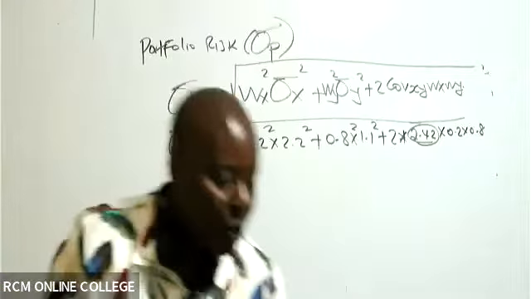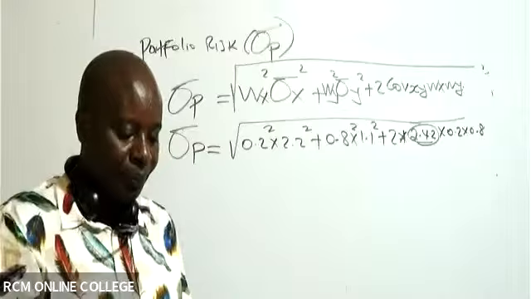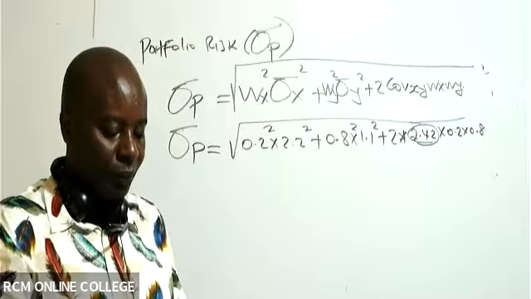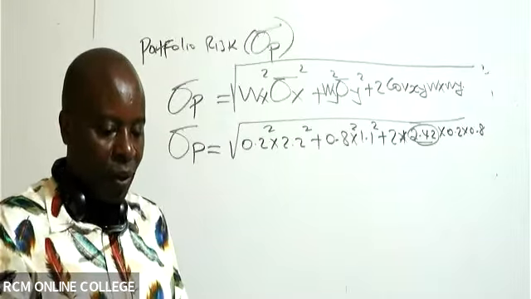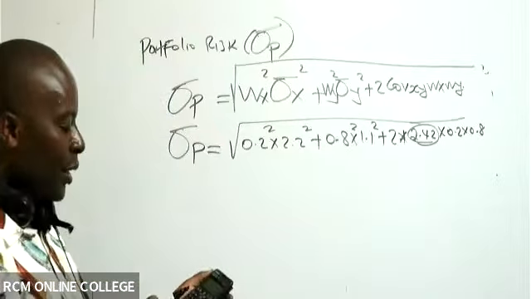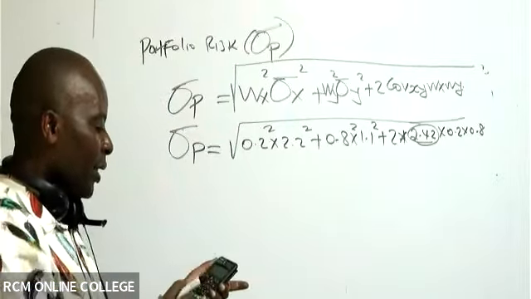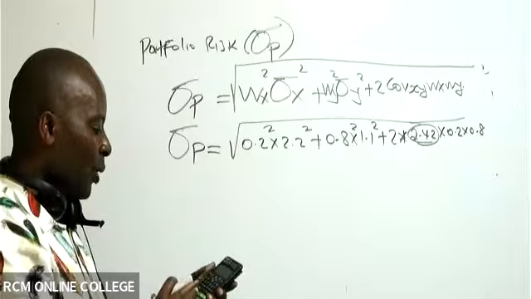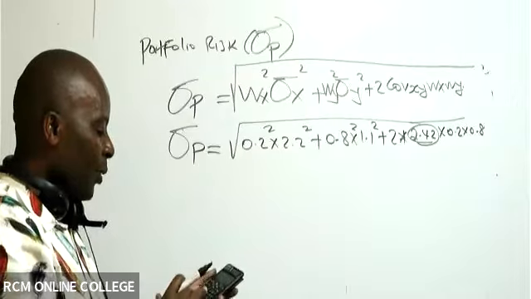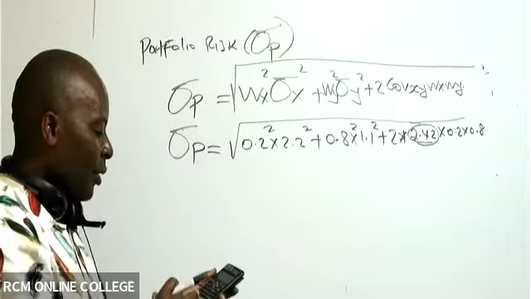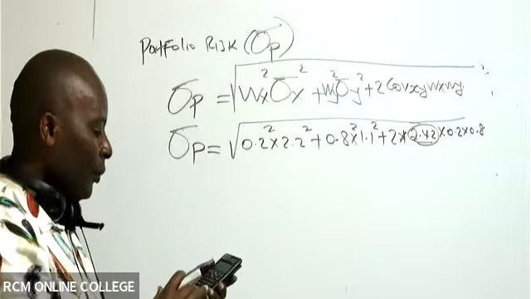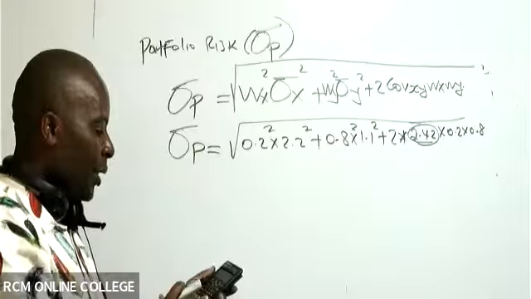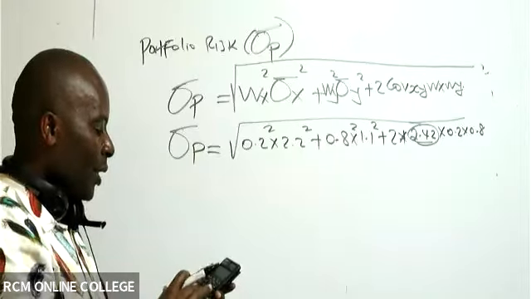So now what we shall do is pick our calculator. On our calculator, don't start with the square root. You say 0.2 squared times 2.2 squared, plus 0.8 squared times 1.1 squared, plus 2 times 2.42 times 0.2 times 0.8. You say equals. Whatever answer you get, you say square root.